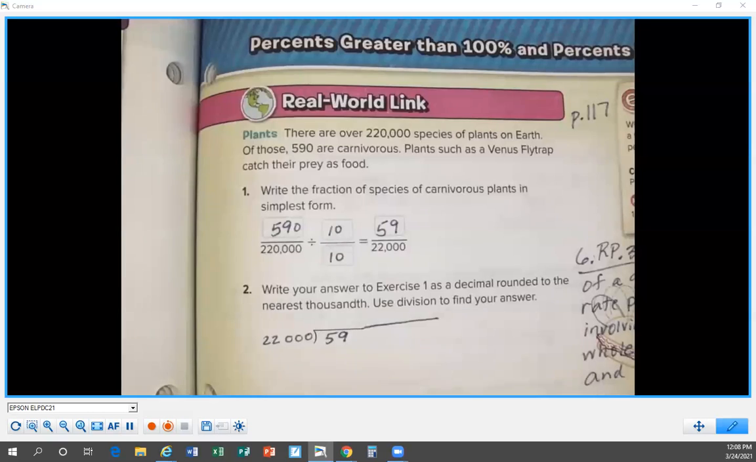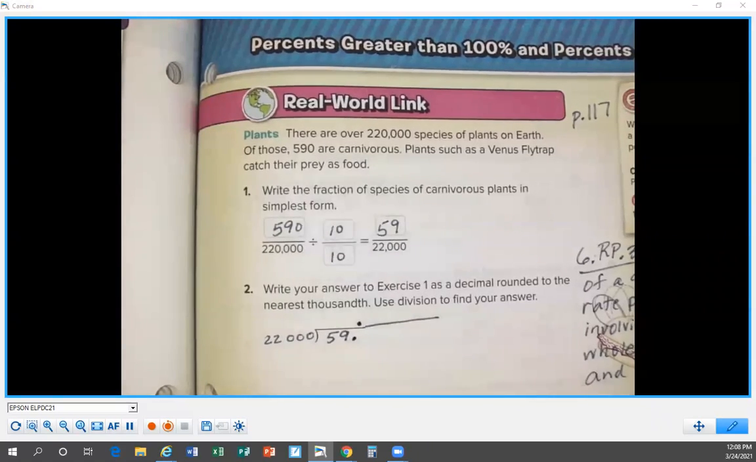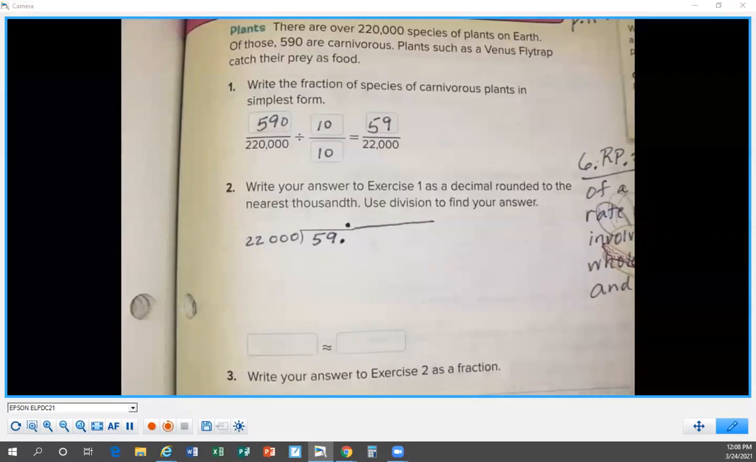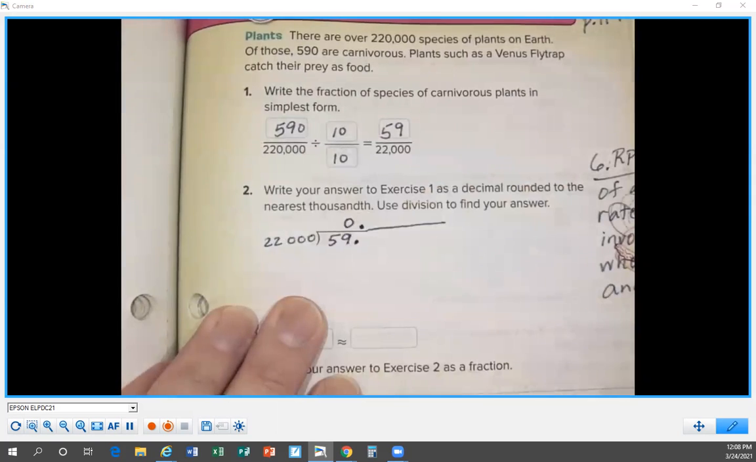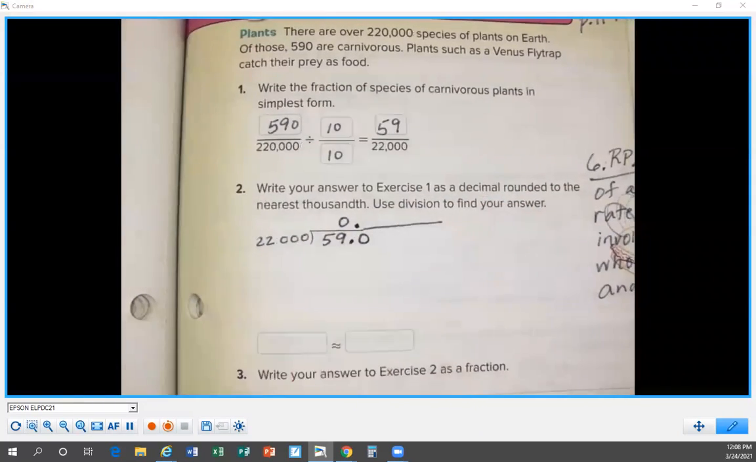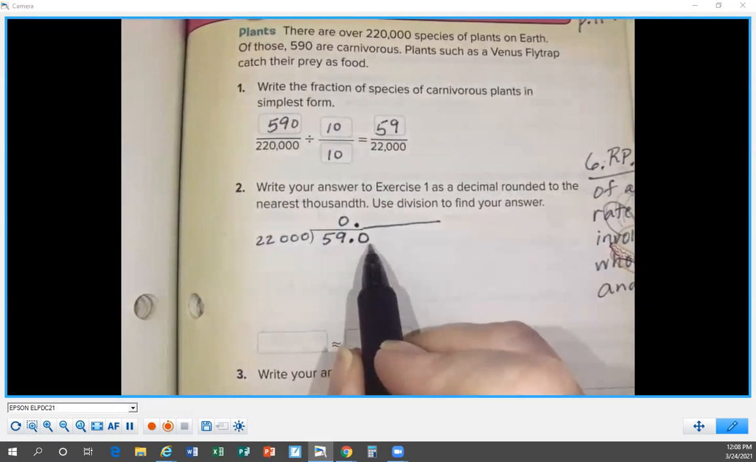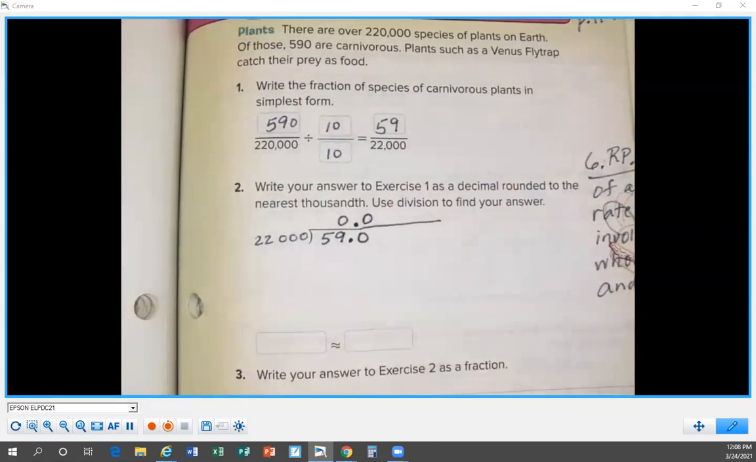So we're going to start off by putting a decimal point here and bringing it straight up. Does 22,000 go into 59? No, it does not. So above the 9, we're going to write a 0. Then we'll annex a 0. Does 22,000 go into 590? No, it does not. So above this 0, we're going to write a 0. And then we'll annex another 0.